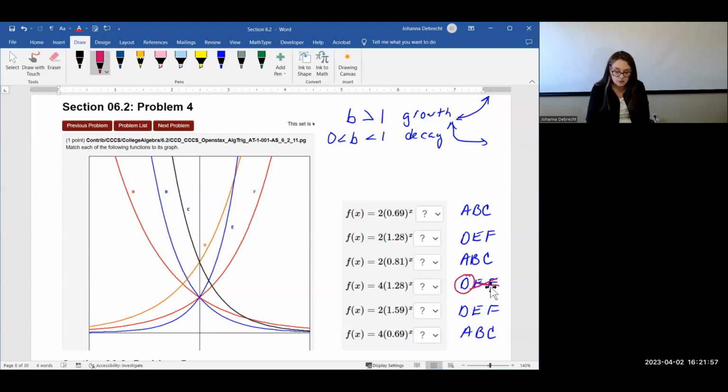Crossing at 4 and it's growing. Now this one is crossing at 4 and it's decaying, so it has to be C. Okay? Now the others are all crossing at 2. The only ones that cross at 2 are A, B, E, and F. So I can eliminate anything but A, B, E, or F.